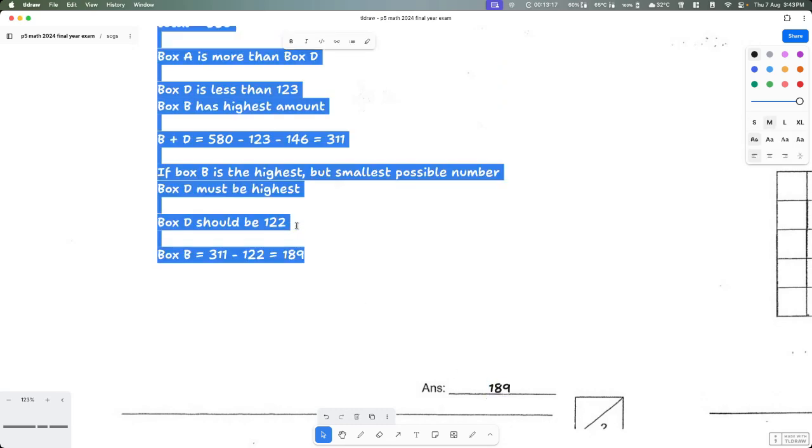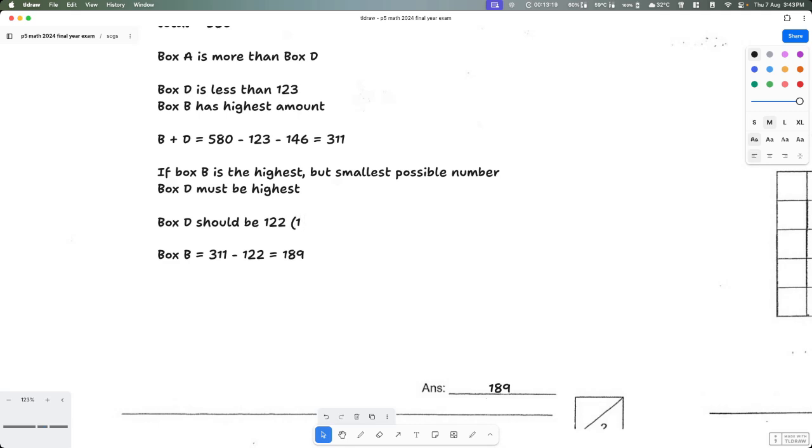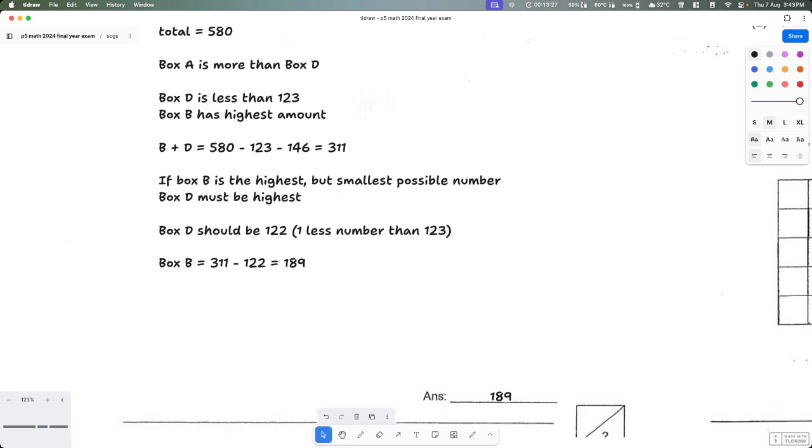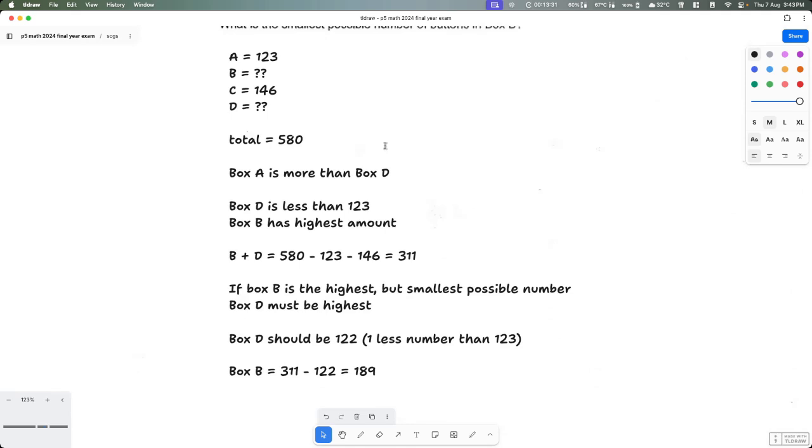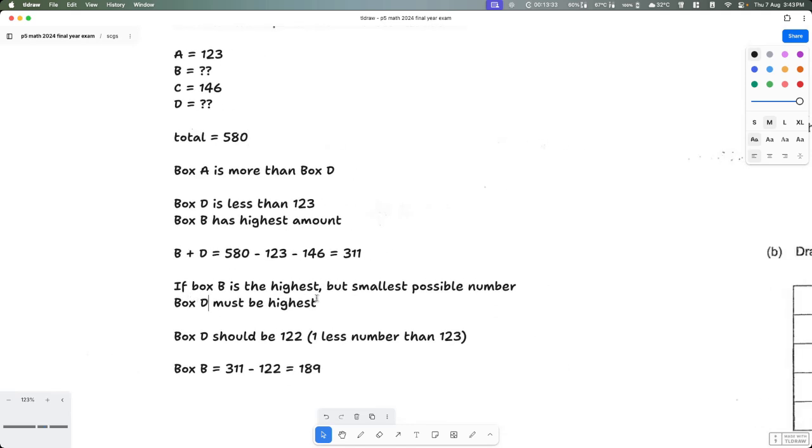So box D must be one less than 123, as high as possible but less than 123.